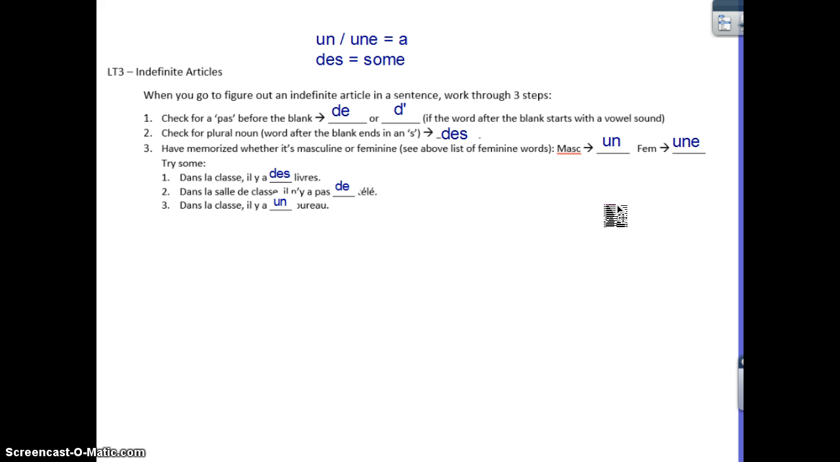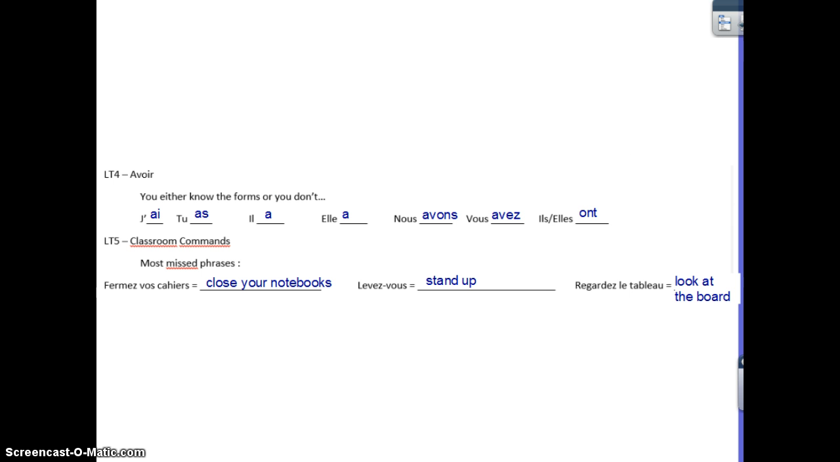Now, for those of you who are already thinking to yourself, I have trouble memorizing, keep in mind that at that point at least you've eliminated 3 out of the 5 choices and you've now narrowed your choice to just 2 words. You had a 50-50 shot of getting it right. If you didn't remember, bureau is not on our list of feminine words. It's definitely masculine. So in order to say in the class there is a desk, you have to say dans la classe il y a un bureau.